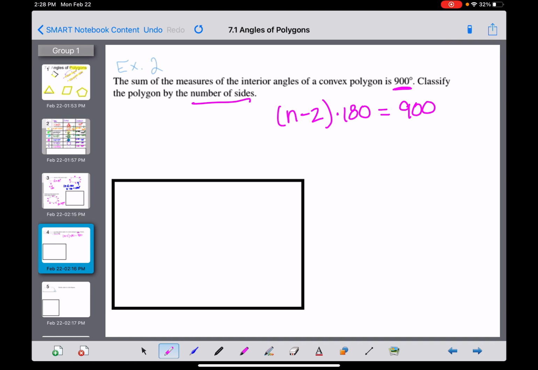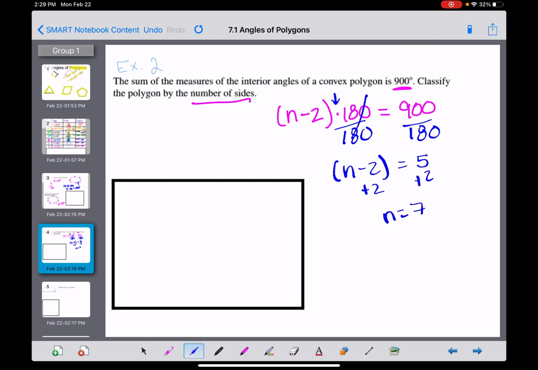Once again, if you have this list, you can just look back and see which one of the figures is 900 degrees. But if you don't have that list on you, you're going to solve. So I'm going to work backwards. I'm going to start outside the parentheses. Since it's multiplying, I'm going to divide by 180 on both sides. So I'm left with the quantity of n minus 2, and then 900 divided by 180 is 5. Add 2 to both sides, and this is a 7-sided figure, which is a heptagon.